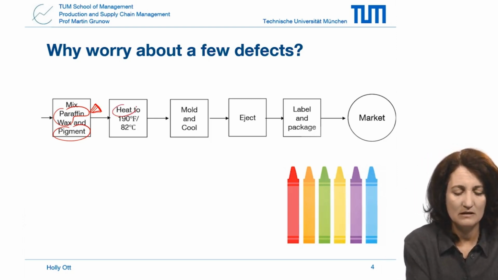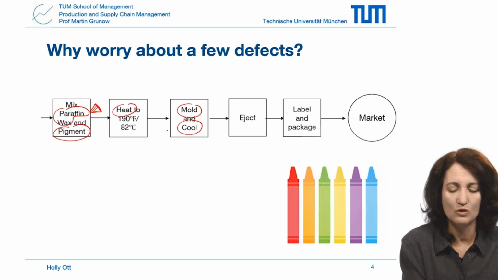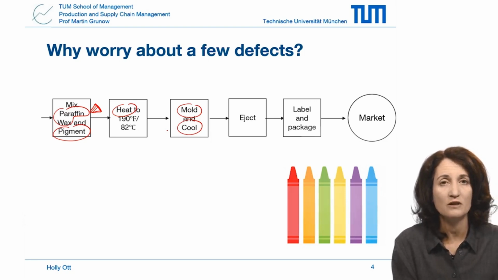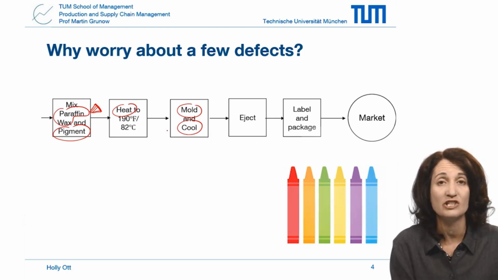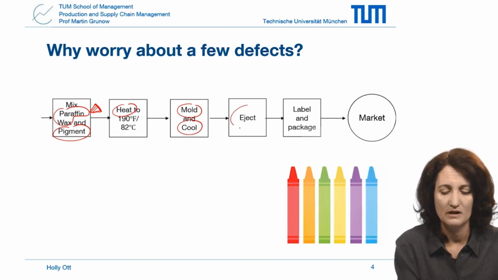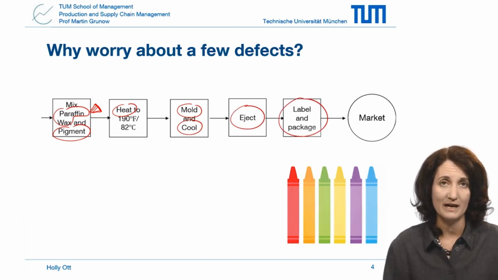You then cool the mold, and then an operator will use hydraulic pressure to eject the crayons from the mold. And then they're labeled and packaged. And so a crayon manufacturer, a big one, could produce 2 to 6 million crayons in a day, for example.